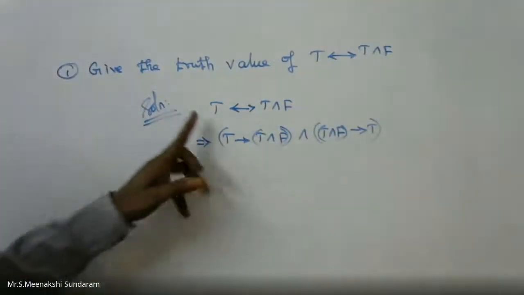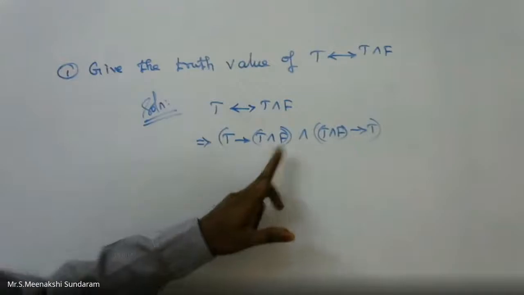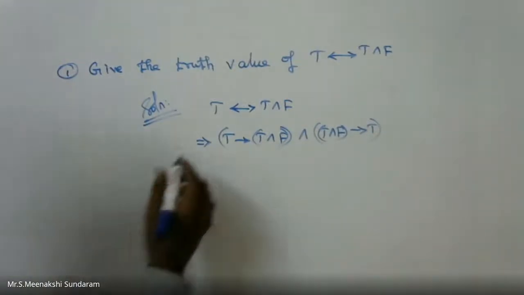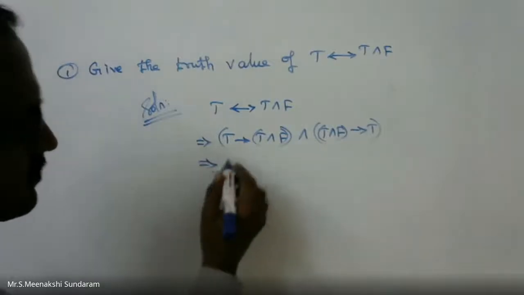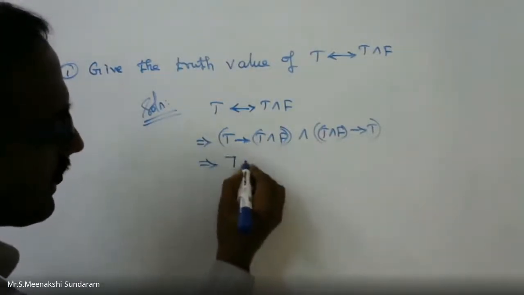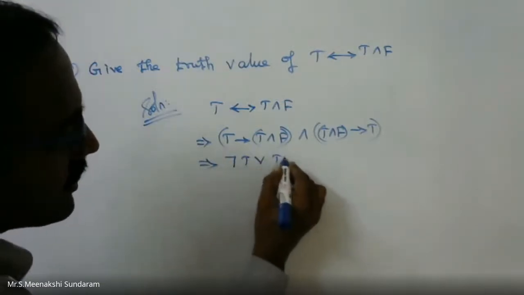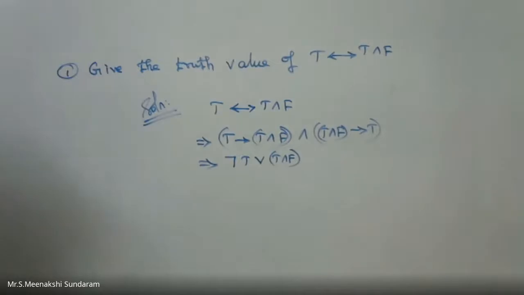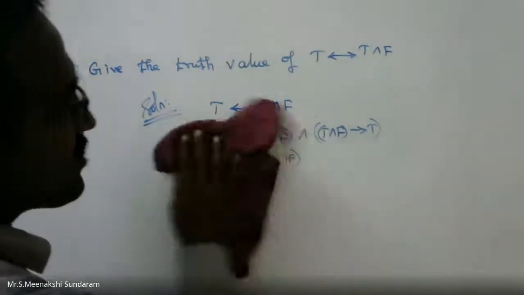Again, using the formula, P tends to Q and Q tends to P. I can write the biconditional formula, which implies negation of T disjunction T conjunction F, negation of P. Or simply, one more statement we can write. The first step itself we can write.